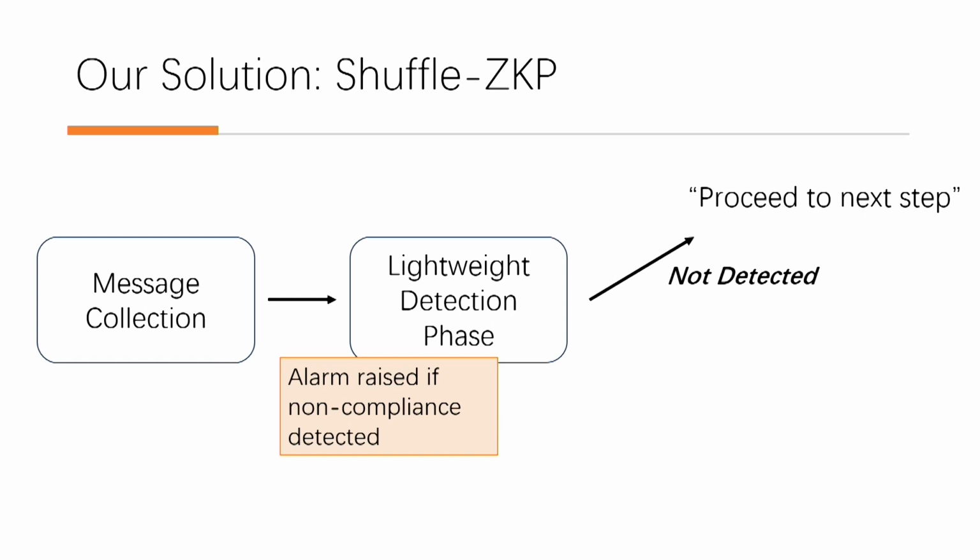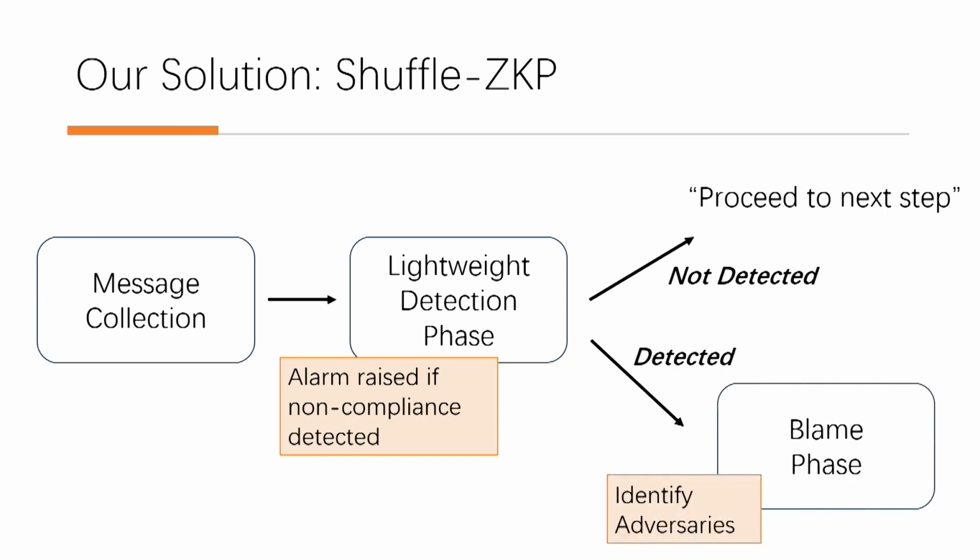If there's no alarm detected, then we can proceed to the normal next phase. For example, we can do vote counting, or we can execute transactions, things like that. And if an alarm is actually detected, we will proceed to our next phase called the blame phase. In this phase, we will have a slightly more complicated crypto protocol. But in this phase, we can indeed identify the adversary that is doing the wrong thing. So our protocol will consist of these 3 phases.